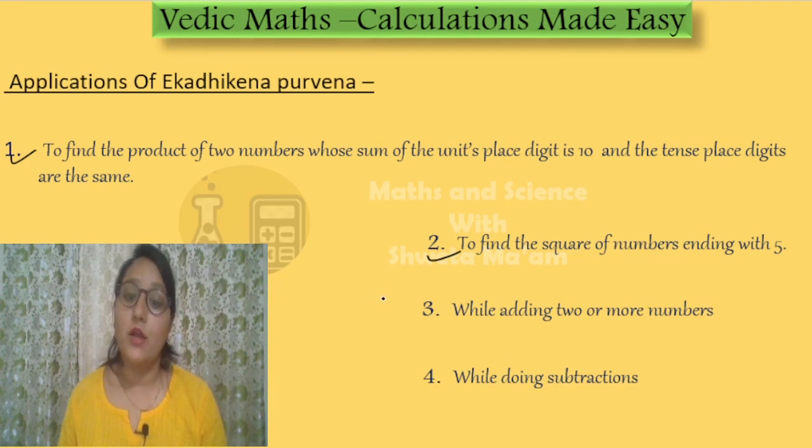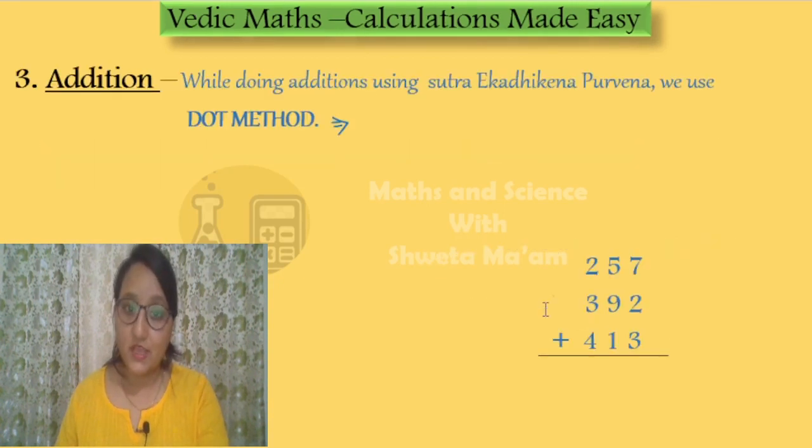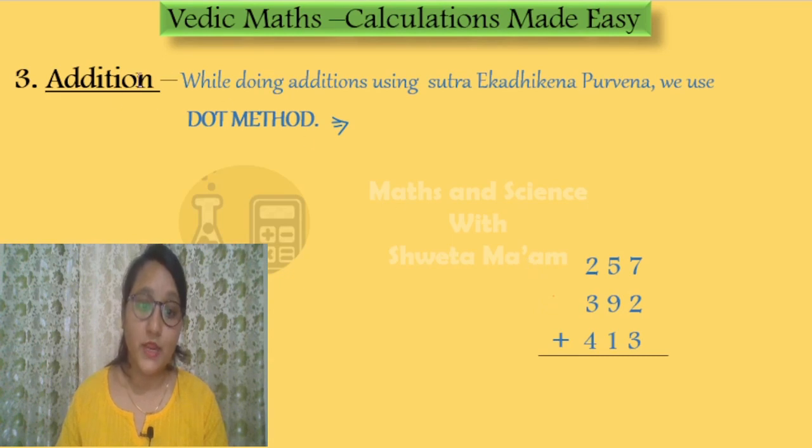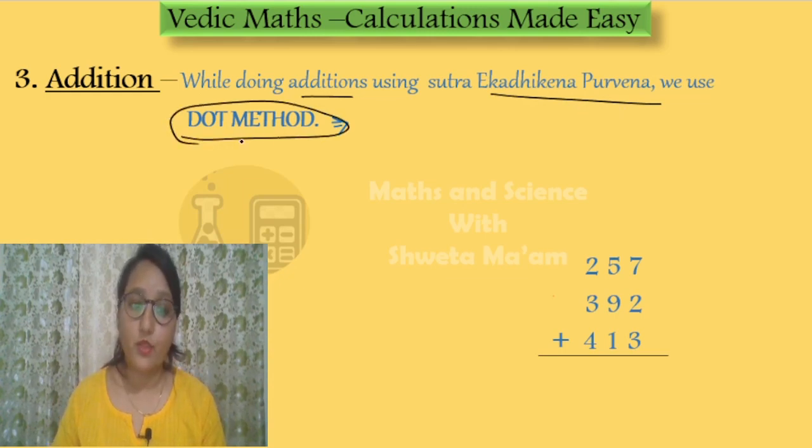Okay, now in today's session we will be studying the third application, that is how to do additions using the Sutra Ekadhikena Purvena. So let's see how we do the additions. Students, for doing additions using this sutra, we must be familiar with the dot method. To do these additions, first of all we need to understand this dot method.